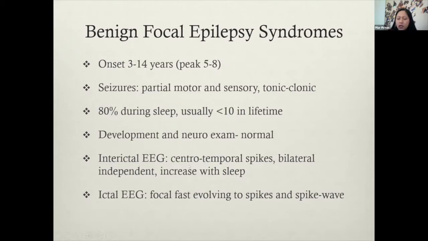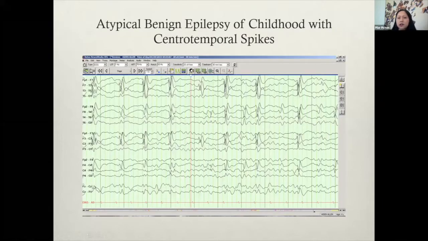And on the EEG, we do see these spikes in the central temporal region, or sometimes they're happening on different sides, so bilateral independence. So it comes from one side and then it goes to the other side, and then you see an increase in sleep. The ictal EEG, meaning the EEG during the ESES, they can have focal fast evolving to spikes and spike wave. So this is another example of an atypical benign epilepsy of childhood with central temporal spikes.